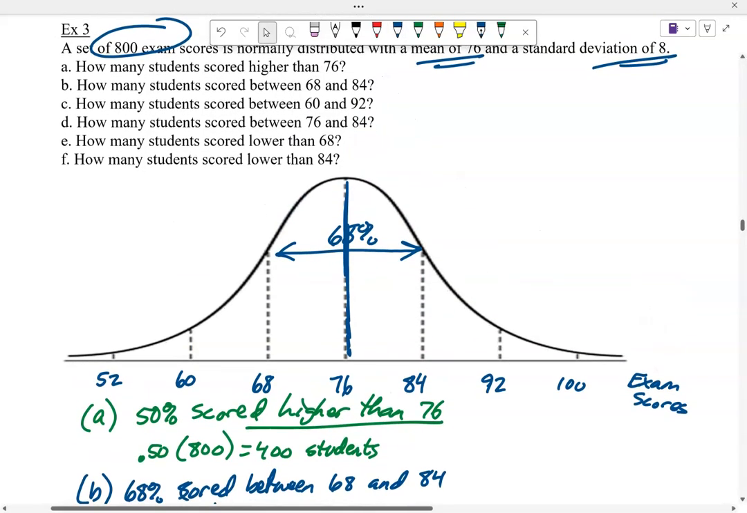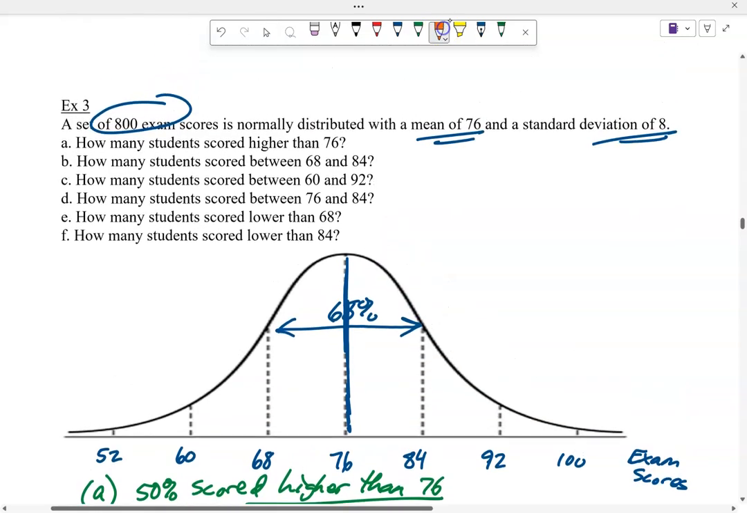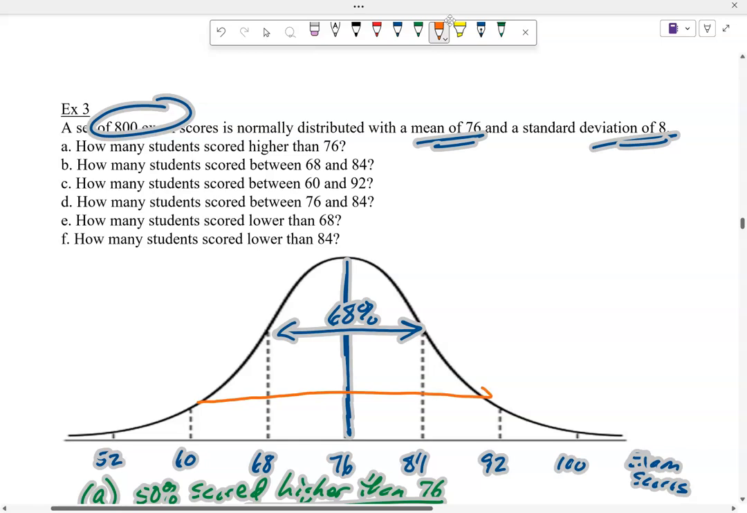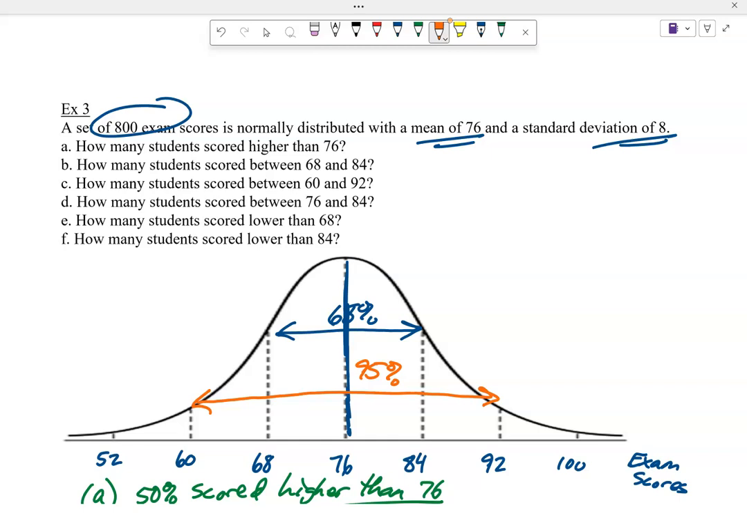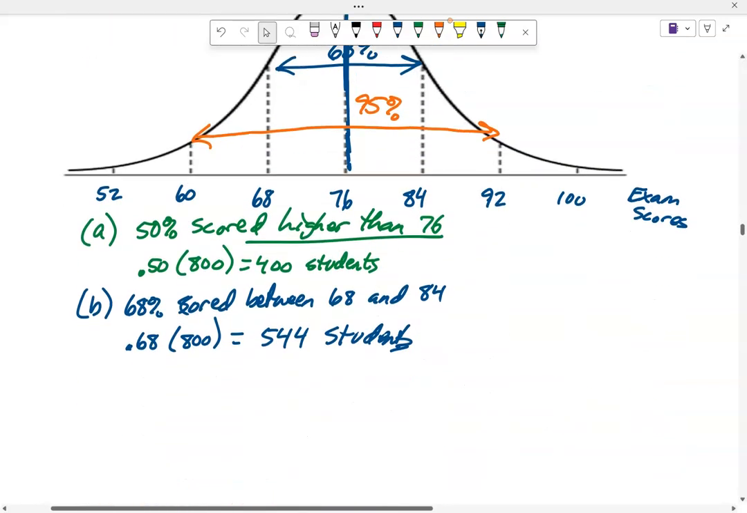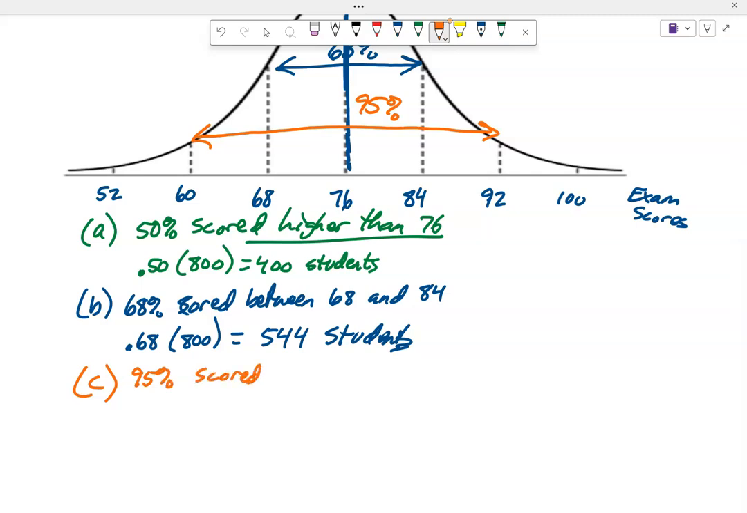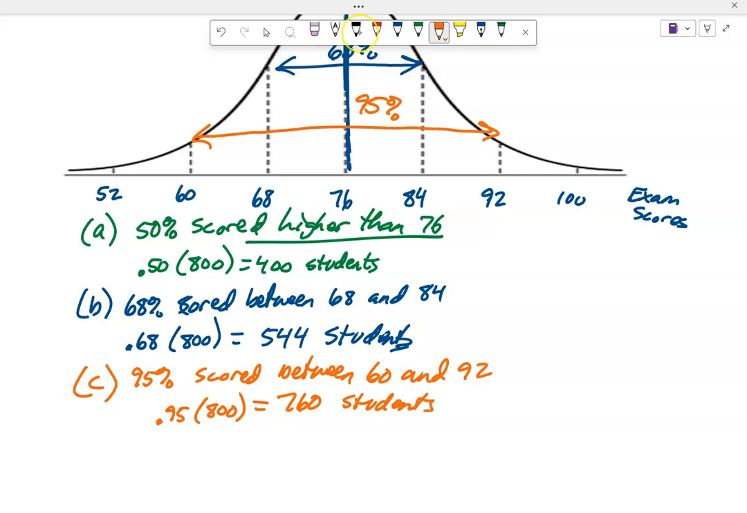Right? Part C, how about between 60 and 92? As you might expect, that's 2 standard deviations below to 2 standard deviations above, which is 95% of the students. So part C, 95% scored between 60 and 92. So how many is that? 95%. There's 800 students taking it. That's 760 students total.